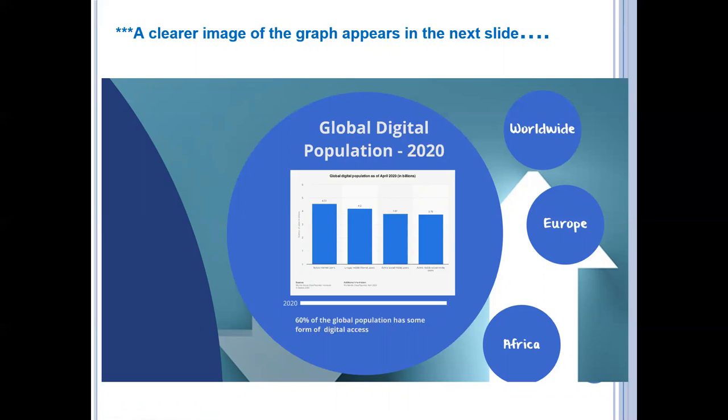The Global Digital Population Index of 2020 actually indicates that 60% of the global population has some form of digital access. This figure worries me a bit. Although we say 60% of the global population has some form of digital access, it means that 40% of the global population does not have access to digital technologies. So what does this mean? That of those 40% that do not have access, some of them are in your classroom. And what do we do with those learners who do not have digital access?